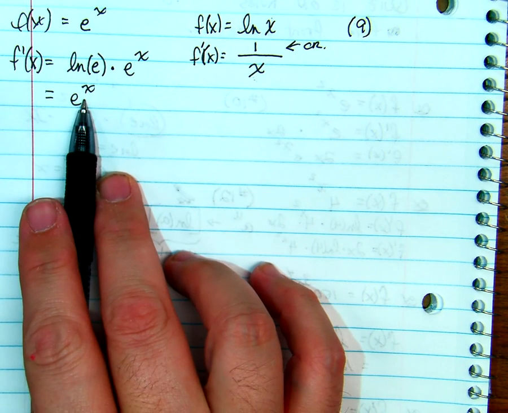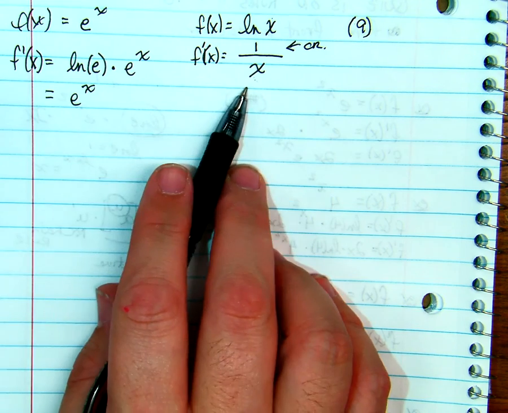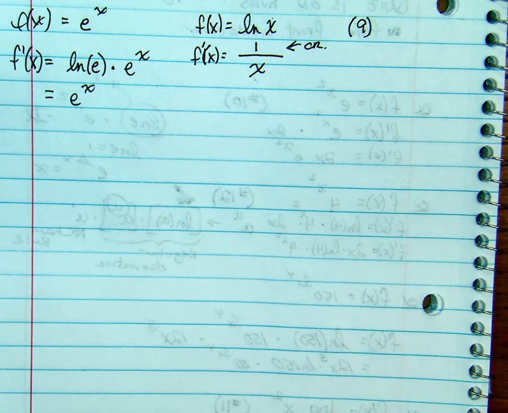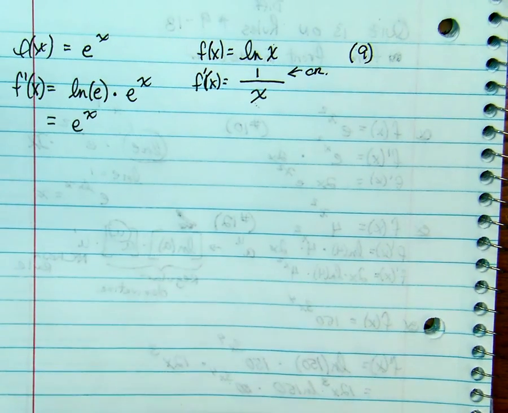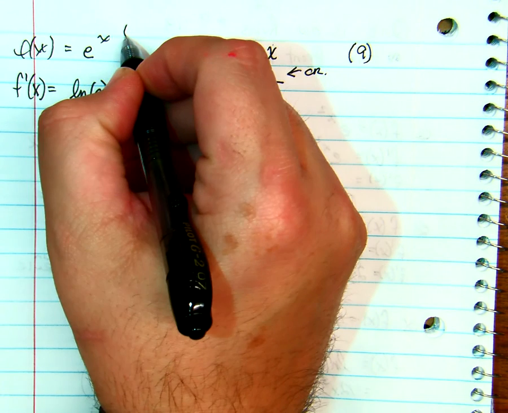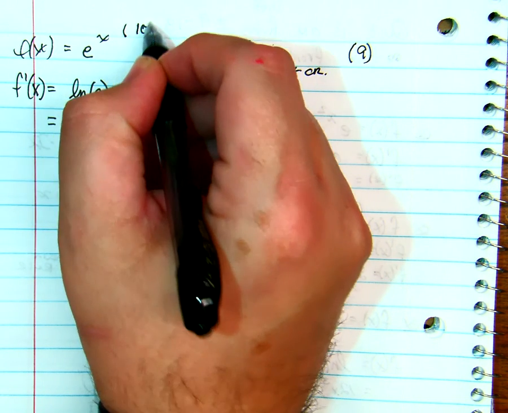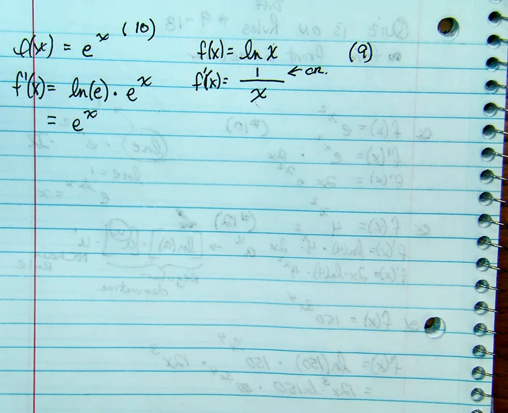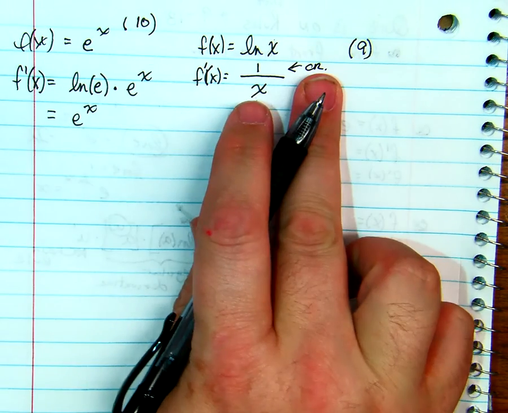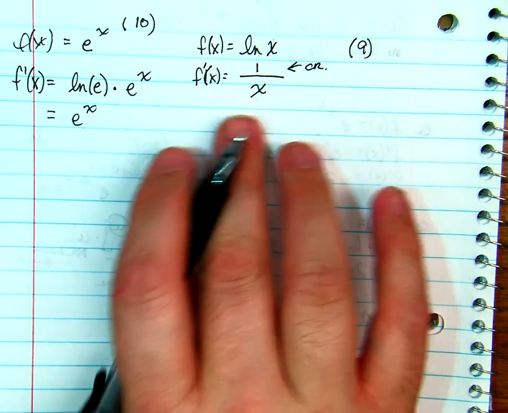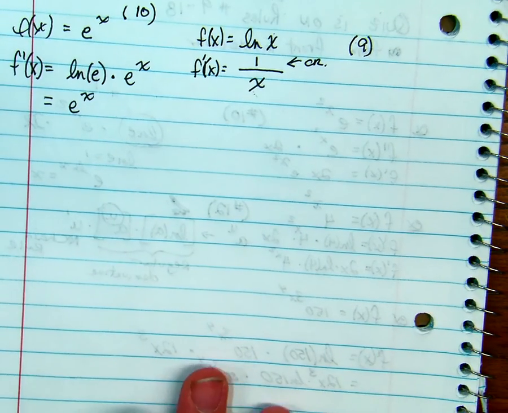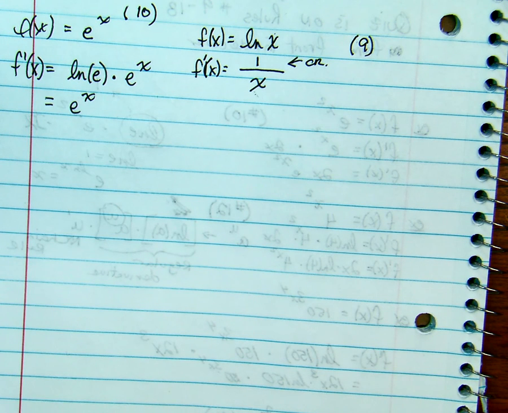No, this one's 11, I think. E to the x is 10. That's number 10, and this is number 9. But they go together. So if you think of them as going together as opposed to two separate rules, even though there's just a little bit of difference between them, you're going to be in good shape.